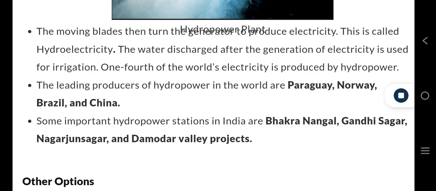One fourth of the world's electricity is produced by hydropower. The leading producers of hydropower in the world are Paraguay, Norway, Brazil, and China. Some important hydropower stations in India are Bhakra Nangal, Gandhi Sagar, Nagarjuna Sagar, and Damodar Valley Project.